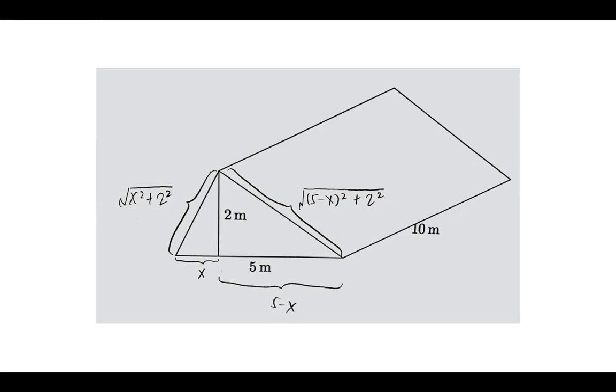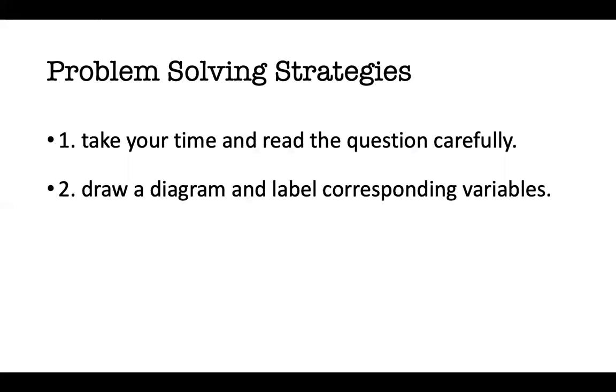After reading the question carefully, it's time to draw a diagram and label related variables. In this question, the diagram is already given. However, we still need to label our variables. Remember, always label your variables clearly and explicitly. This is especially important in optimization problems.